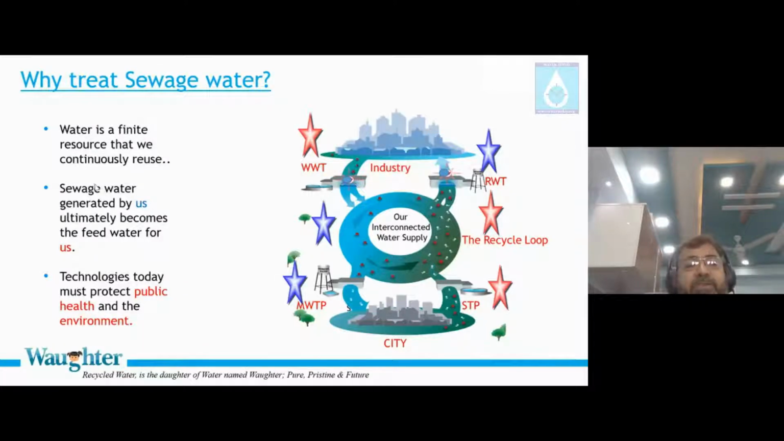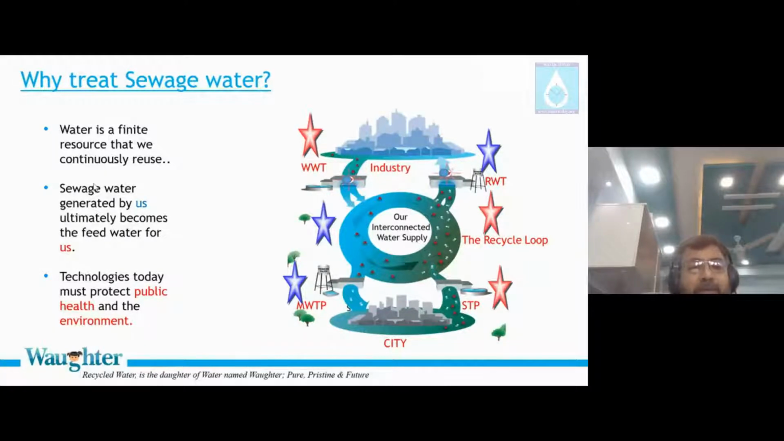So sewage water generated by us ultimately becomes the feed water to us. This us could be two different places, right? What we throw in a sewage treatment plant in Delhi becomes drinking water in Agra. That's the reality. So we continuously reuse the water. It is not that we get any fresh water for our civilizations. So this is something which you have to understand and keep advocating throughout your life.